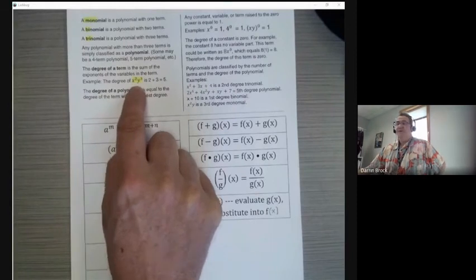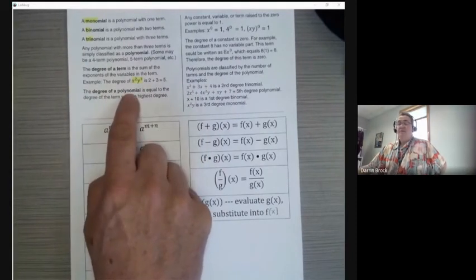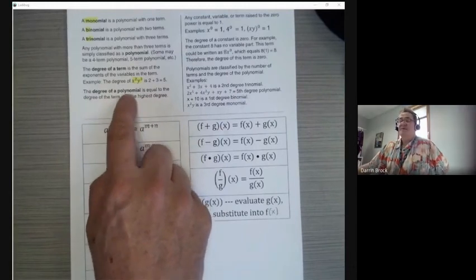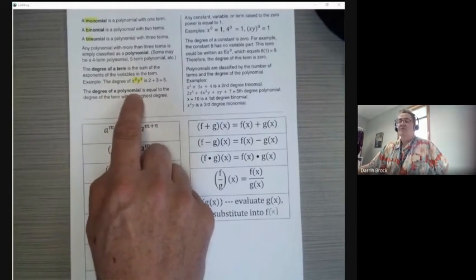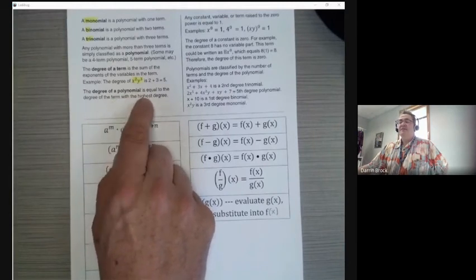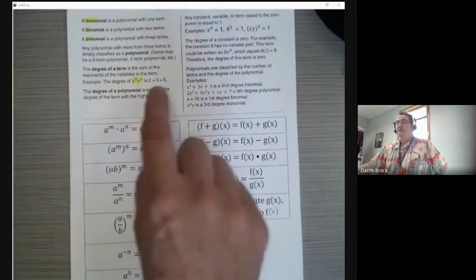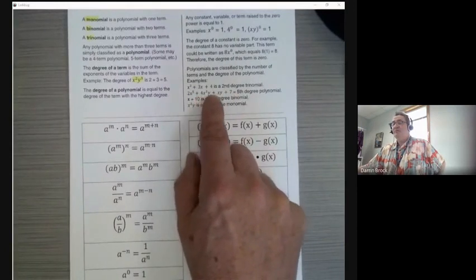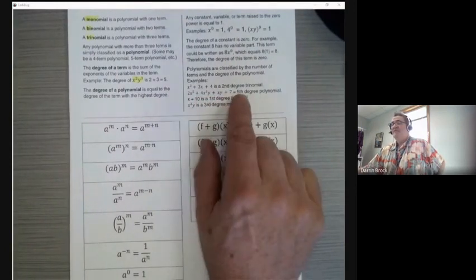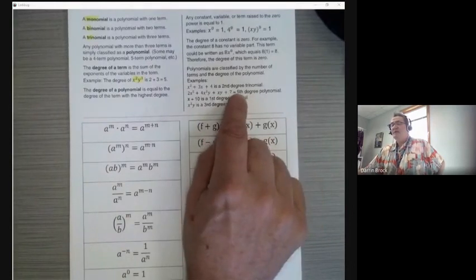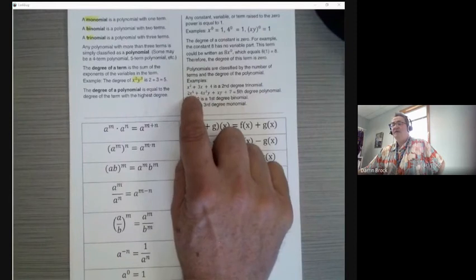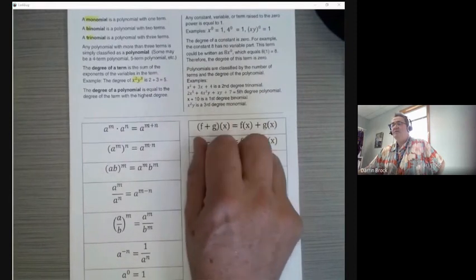The degree of a polynomial is equal to the degree of the term that has the highest degree. So there'd be multiple terms in a polynomial. Whichever term has the highest degree determines the degree of the polynomial. If we look over here, 2x to the 5th plus 4x squared y plus xy plus 7, that's a 5th degree because the largest one, 2, 3, 5, the largest one is 5th degree.